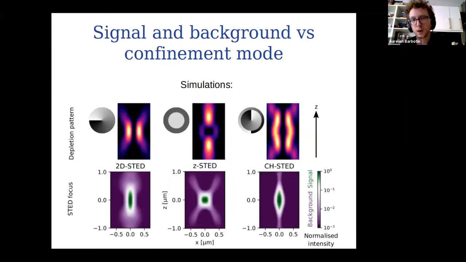And so to start with, we simulated the effect of this confinement mode on the signal and background. In these simulations at the bottom, the green areas represent the areas that contribute to signal, and the white ones to background. As you can see, in 2D and ZSTED, the classical confinement modes, the background values were quite high, but thanks to the excellent overlap between excitation and depletion in CHSTED, the background is efficiently suppressed.